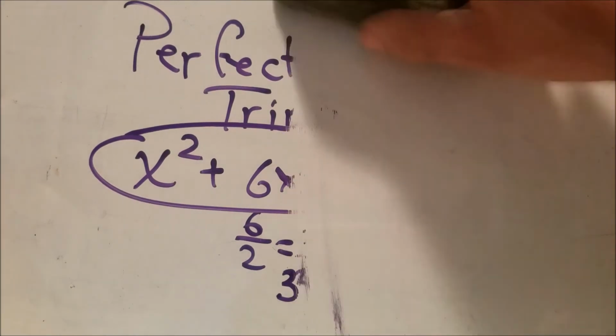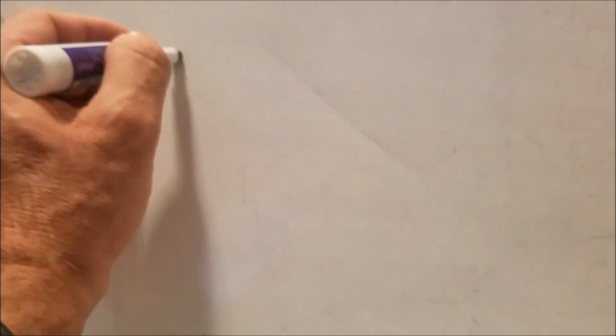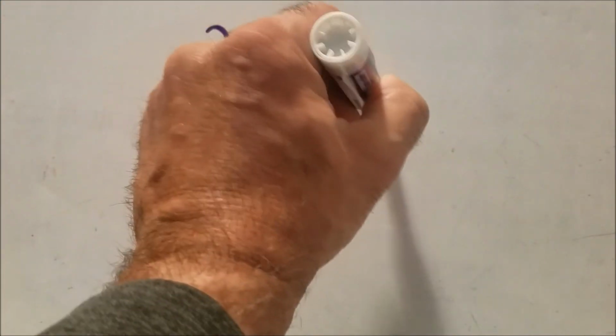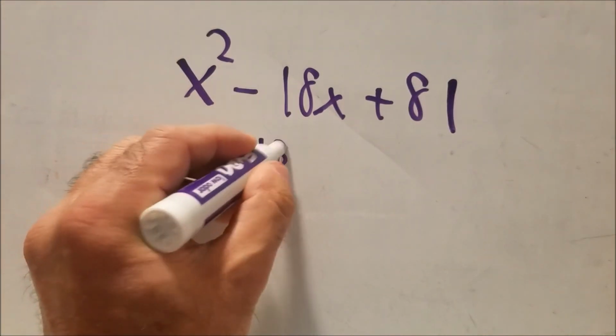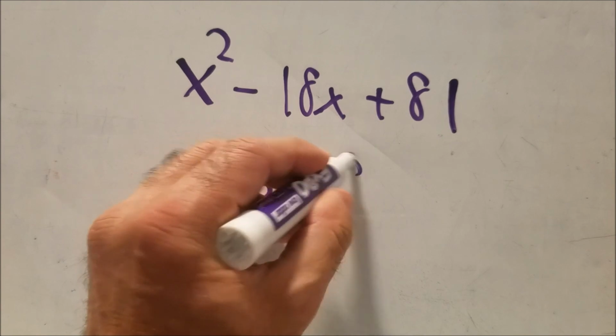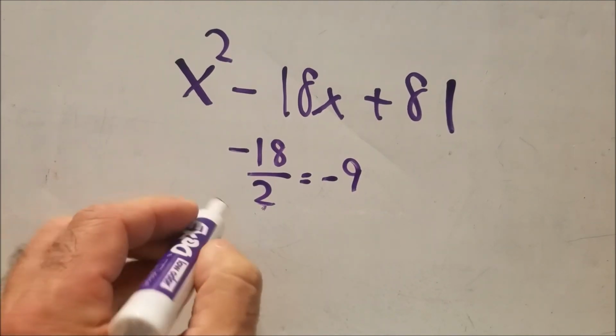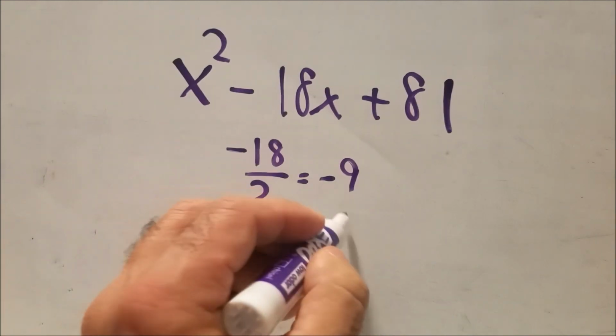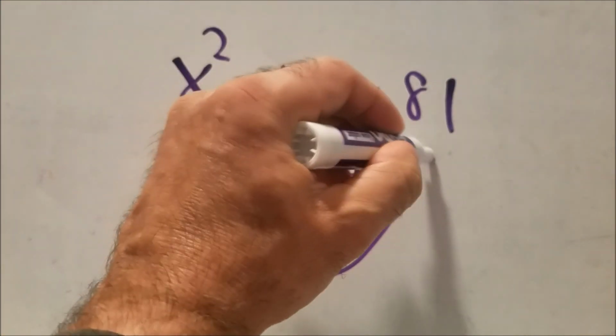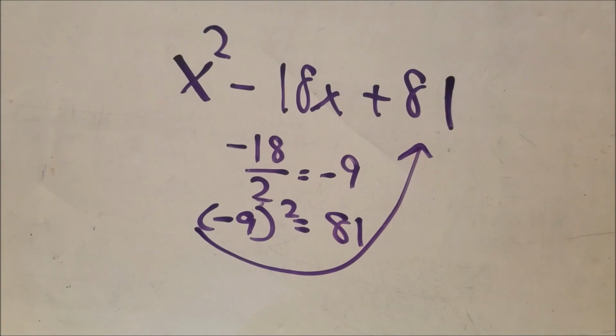So tell me, is this a perfect square trinomial? x squared minus 18x plus 81. Well, let's see. We'll take the negative 18 over 2, and we're going to get negative 9. Negative 9 with parentheses squared, always put the parentheses there, is 81. So yes, this is a perfect square trinomial.